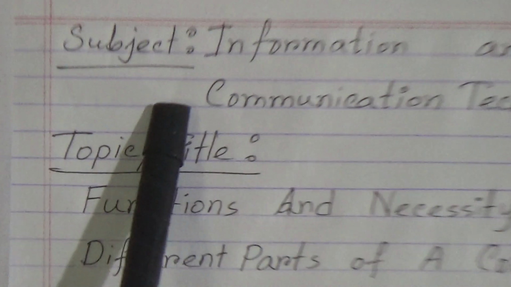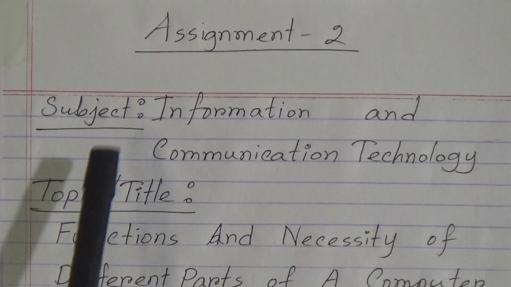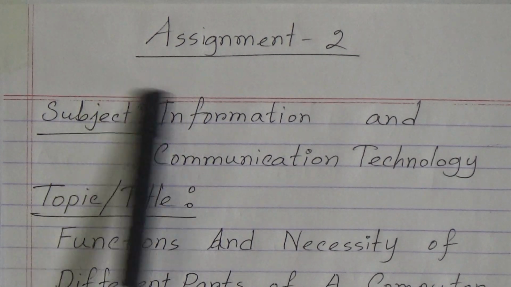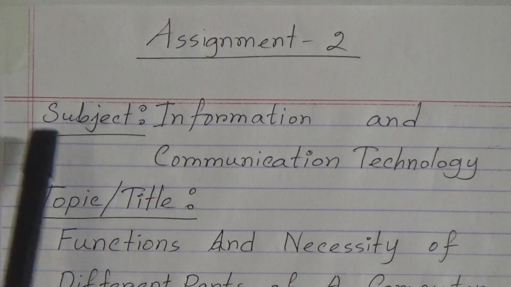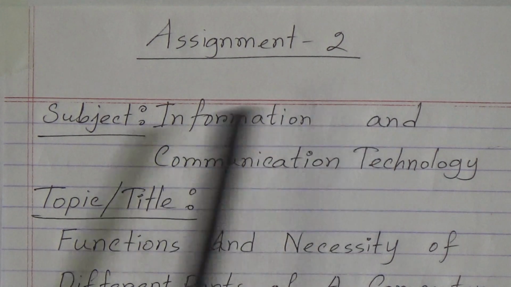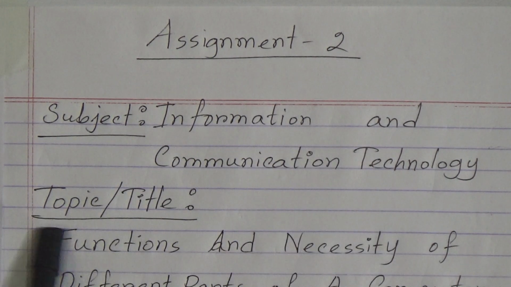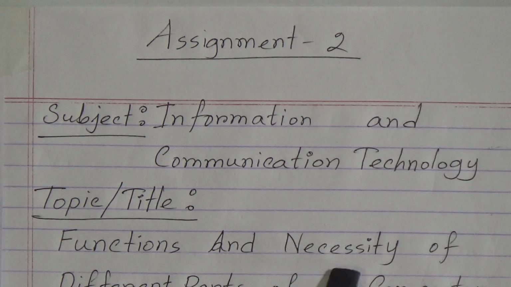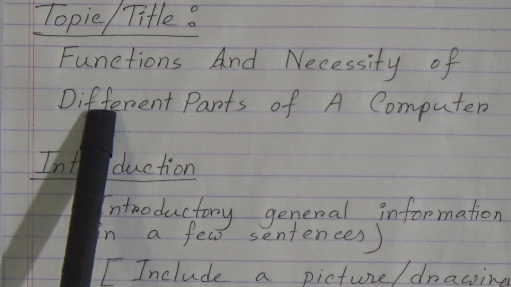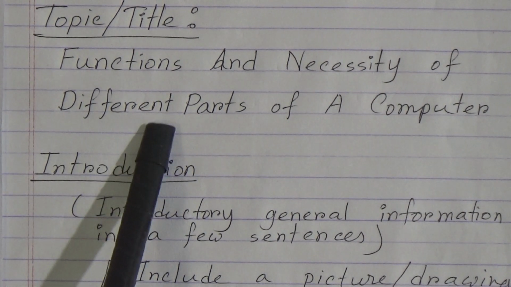Okay dear students, here I have some instructions for you on how to do the assignment. This is assignment number 2. You should fill up the cover page properly. The subject is information and communication technology, and the topic or title for the assignment should be function and necessity of different parts of a computer. This should be the assignment topic or assignment title.